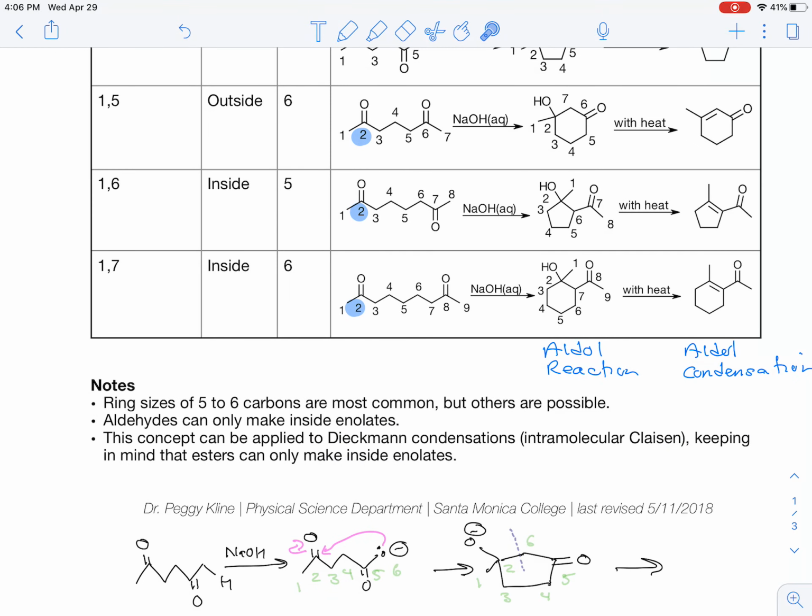We're also ultimately going to be able to apply this to Dieckmann condensations, which are intramolecular Claisen condensations. But keep in mind that aldehydes and esters can only make inside enolates because the only thing on the outside is either a hydrogen or an alkoxy group, and those are not going to make enolates.